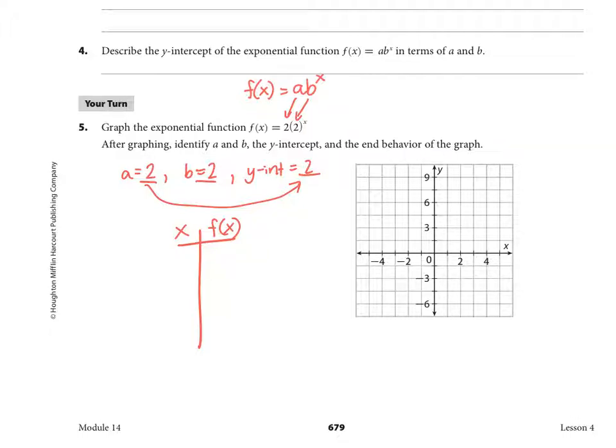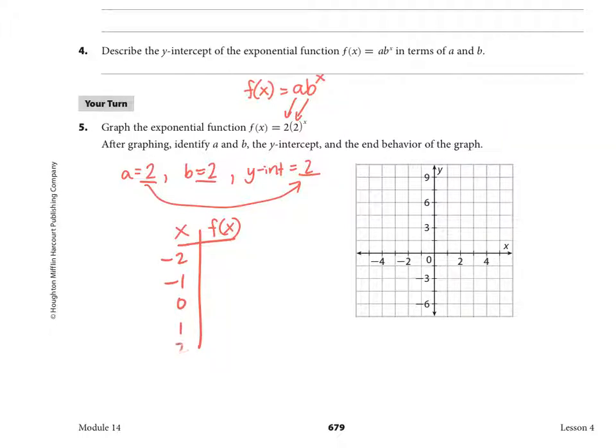Eventually, I don't want you to make a table of values all the time. Just like with making a line, we don't have to do a table of values. We can look at slope or y-intercept to get our line. And that's, again, where we want to head. So let's just choose some values that we could use.